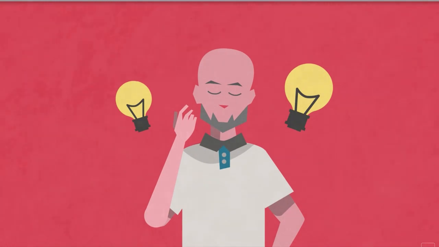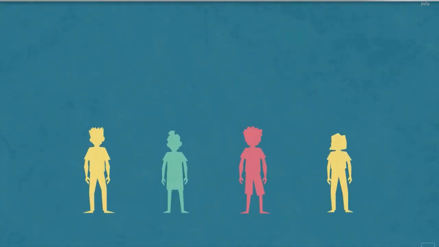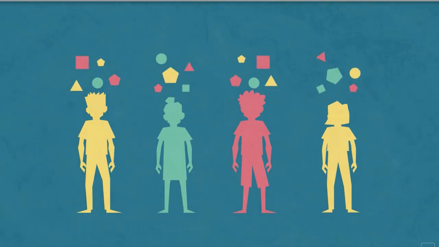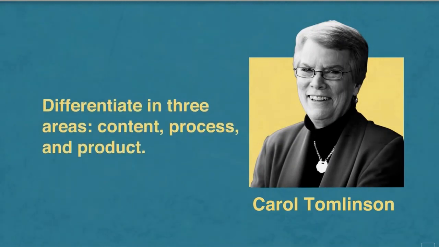It's recognizing that, to paraphrase Rick Wormeli, fair doesn't always mean treating everyone equally. It's recognizing that all of our students bring different gifts and challenges, and that as educators, we need to recognize those differences and use our professional judgment to flexibly respond to them in our teaching. Carol Tomlinson talks about the ability to differentiate in three areas: content, process, and product.